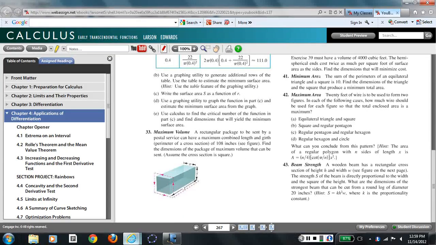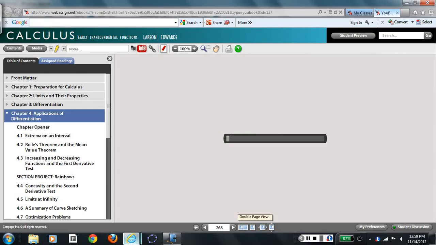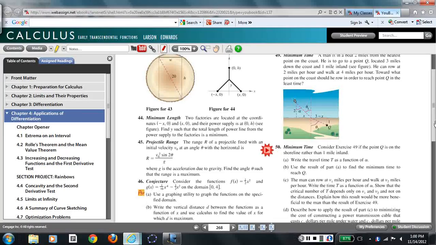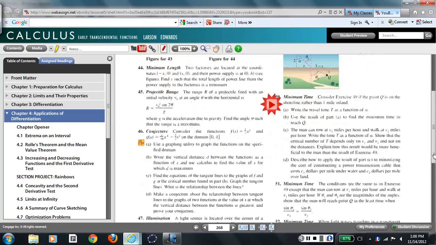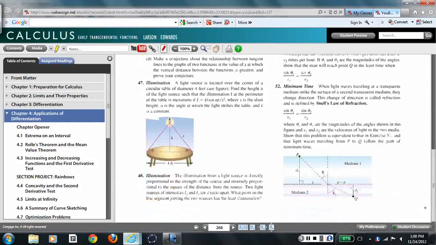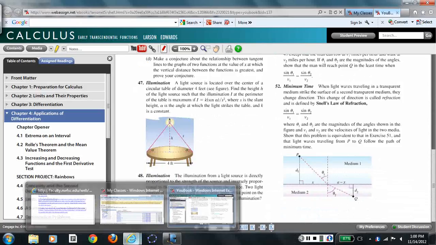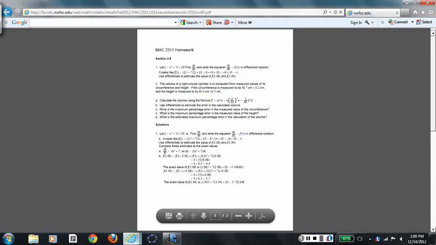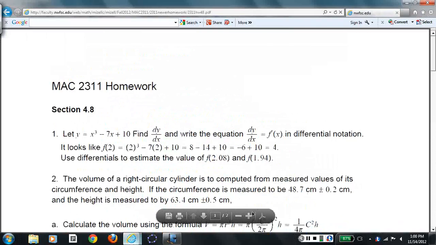And at least in the book, probably there's an answer. It may not be a solution, but an answer. If that's enough said about this section. Projectile range, minimum length, minimum time. I think that's probably enough. 4.8. What to do with these differentials?